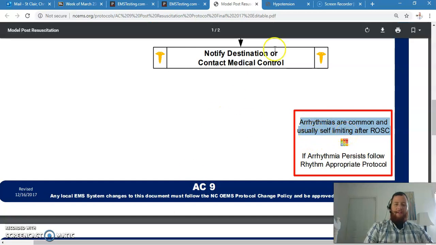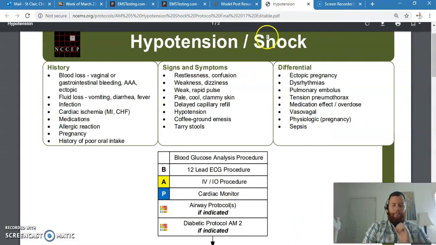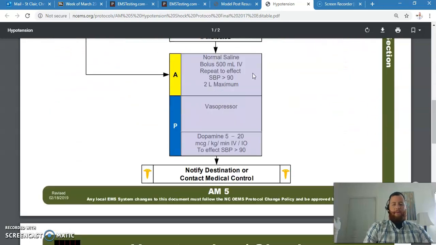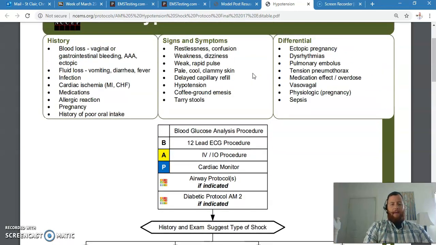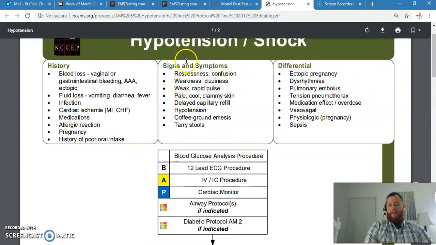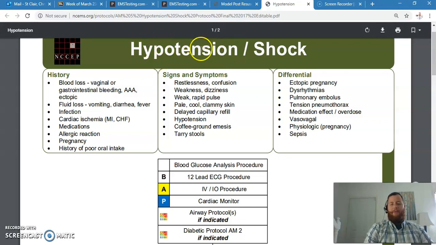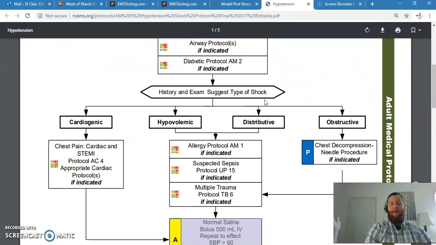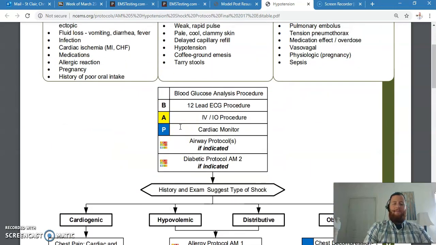So we're going to navigate over to the hypotension/shock protocol. This is protocol number AM5 for your state protocols. We'll start up at the top. The key here, along with everything else we've talked about, is to try your best to identify the underlying cause for shock. What is shock? Shock is hypoperfusion, right? So in this protocol, hypotension and shock are kind of grouped together, and then as we go a little bit through the protocol, it will start to differentiate between the different causes of shock. We'll get to that in just a moment.